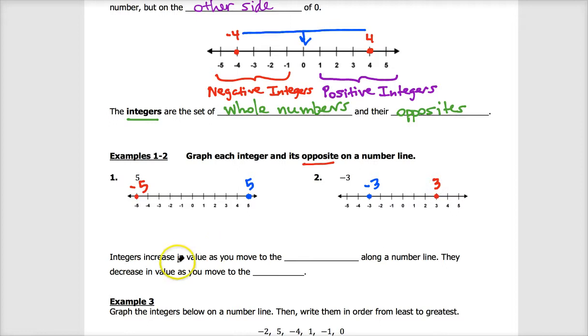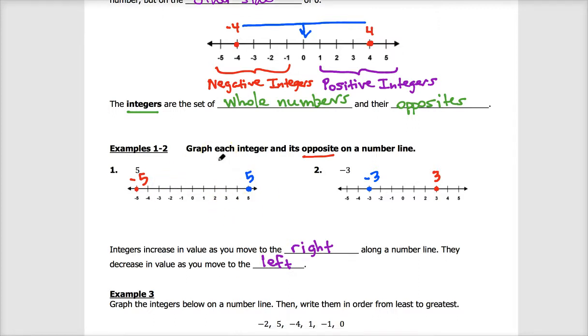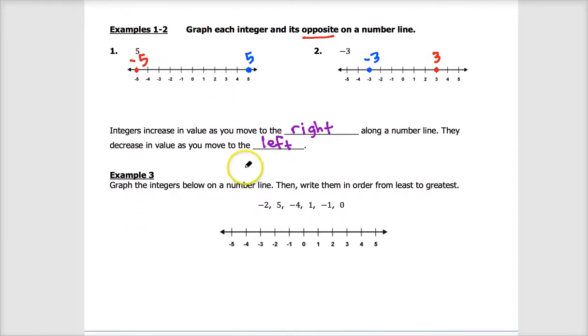On a number line, as you move to the right, the integer values increase. Okay, so numbers to the right get larger as you go. As you move to the left on a number line, numbers decrease in value. So the numbers on the right are larger than the numbers on their left. We can use that fact in example 3 here, where we're asked to first graph the integers on the number line and then write them in order from least to greatest.